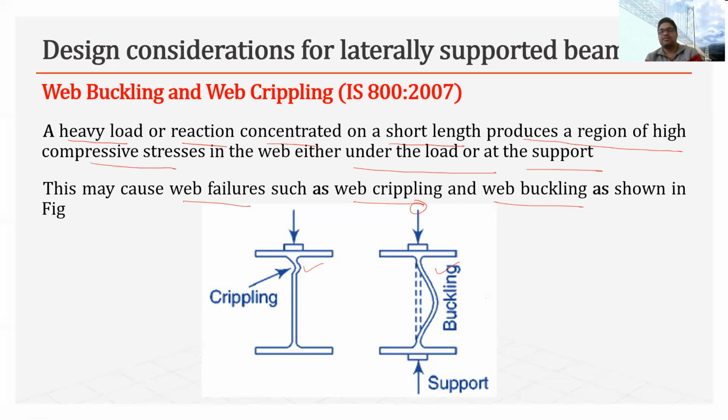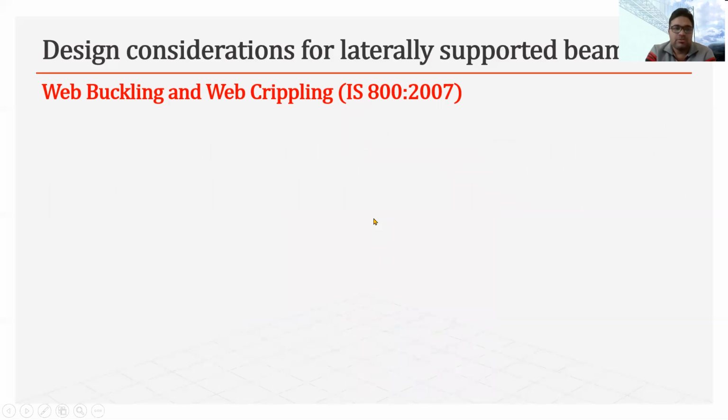In that scenario, we are supposed to find out our web crippling strength and web buckling strength, like how much load this web can take under the buckling or crippling load. So now we are going to find out our beam strength in terms of crippling and in terms of web buckling. First we will find out the web buckling strength.